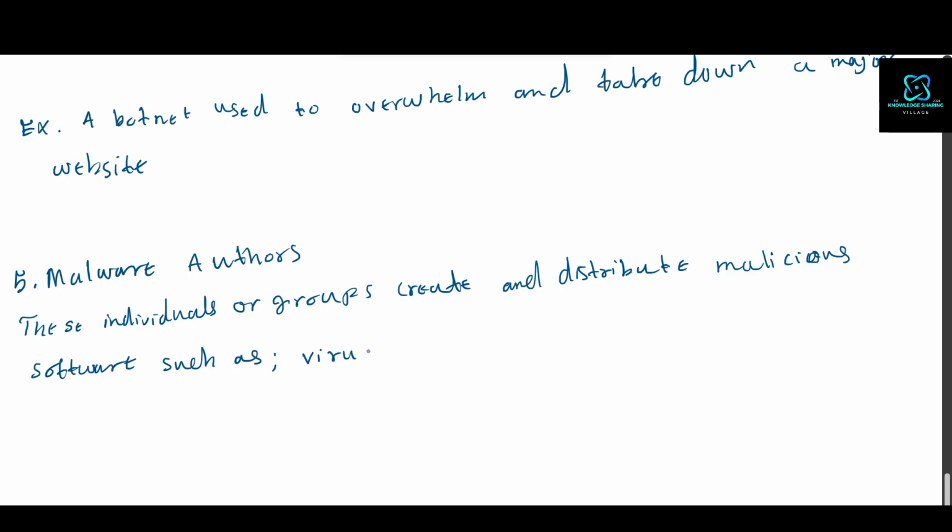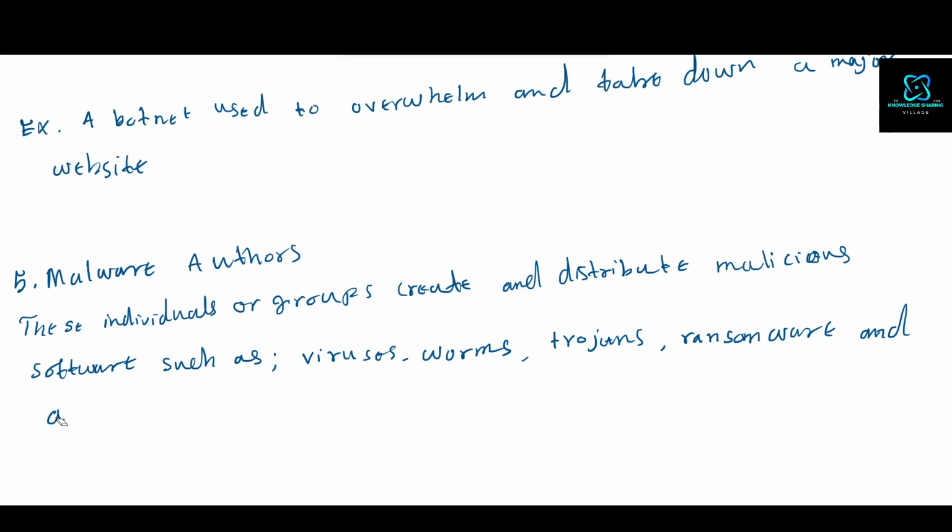viruses, worms, and Trojan or Trojan horses. I cannot pronounce this one correctly either. And we have ransomware and spyware. There are some other examples, but we will mention them in the video that is specifically about malware. I forgot how to write spyware. Spyware.